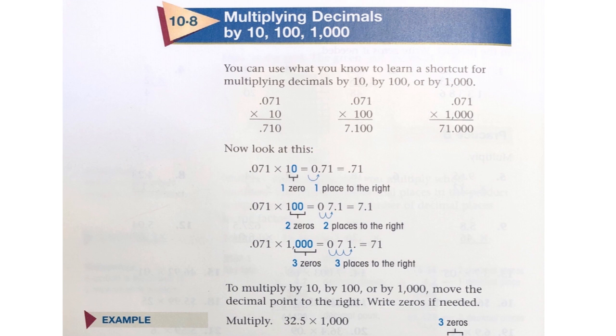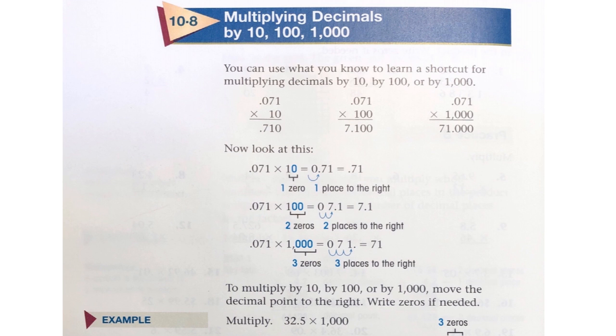Now look at this. 71 thousandths times 10. 10 has one 0. So we're going to move the decimal one place to the right. It was to the left of the 0. One place to the right puts it to the right of the 0. So the product is 71 hundredths instead of 71 thousandths, where we started.